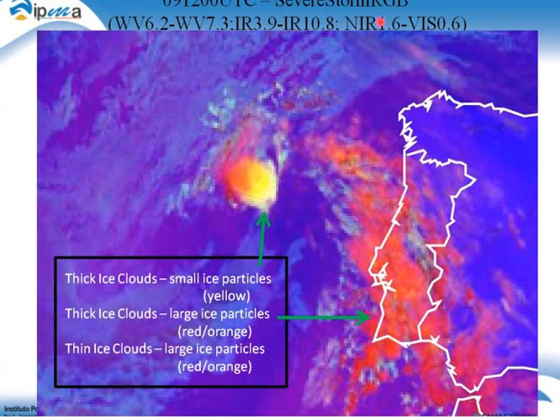If we had large ice particles, this color may not be very strong, but for thick ice clouds, we are talking about large ice particles, and thin ice clouds, large ice particles also.